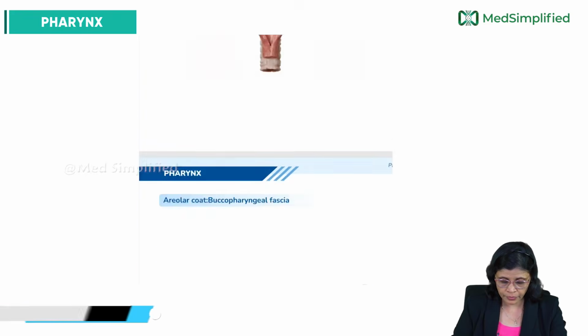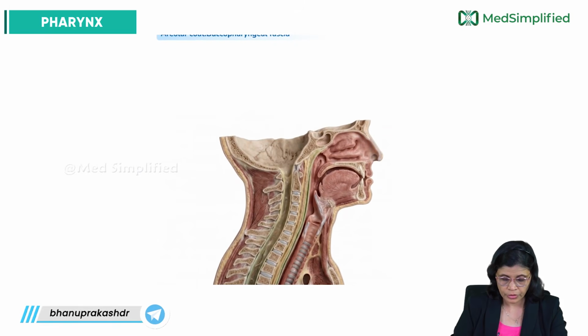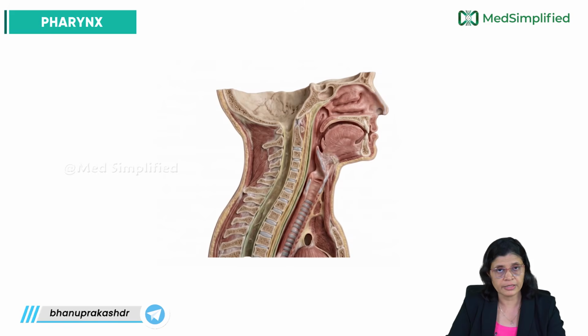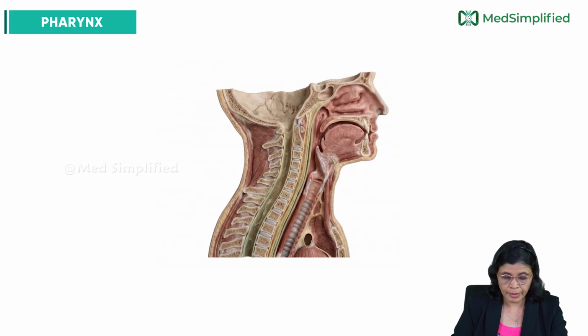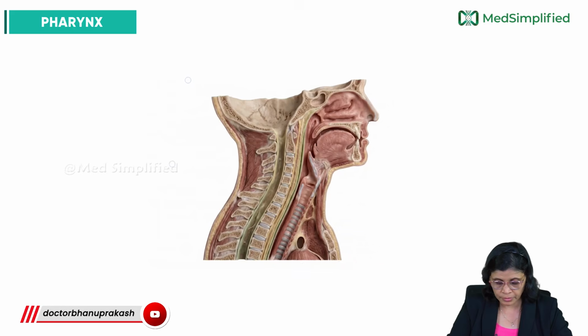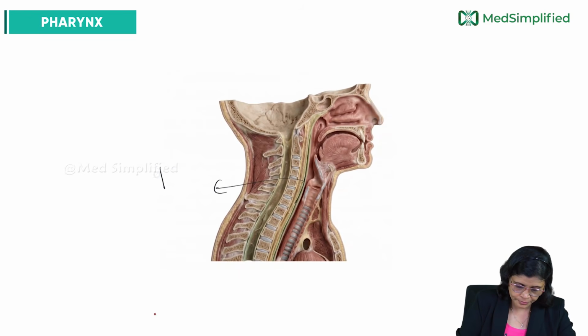The areolar coat is nothing but the buccopharyngeal fascia. So it covers the outer surface of the constrictor muscles of the pharynx as a loose areolar membrane. Then we have the muscular coat. So when we come to the muscular coat, here we will have the buccopharyngeal fascia.